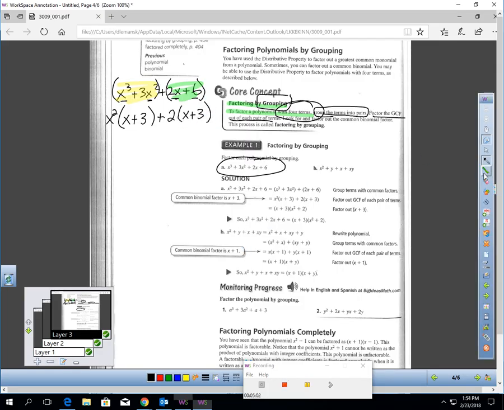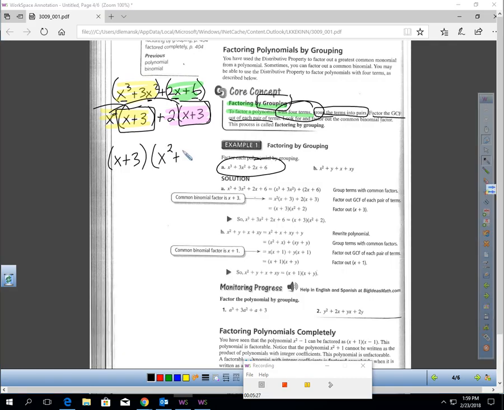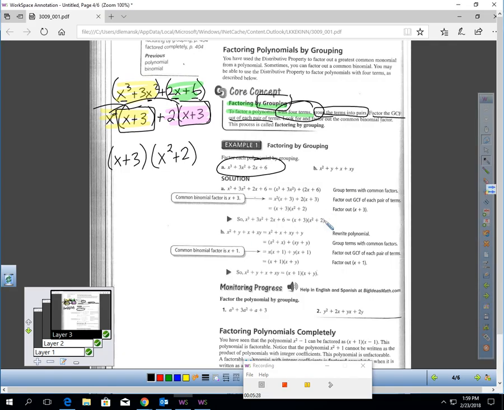Now I want you to notice, let me highlight again in different colors. I have two different groupings still. I have the x squared times x plus 3 grouping, and I have the 2 times x plus 3 grouping. But do you notice how both of these groupings have an x plus 3? I can take the x plus 3 out, and I'd be left with x plus 3 times x squared plus 2. Now, this is the first time in this chapter you factored out an entire binomial.